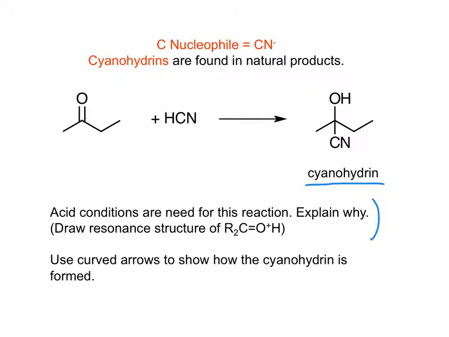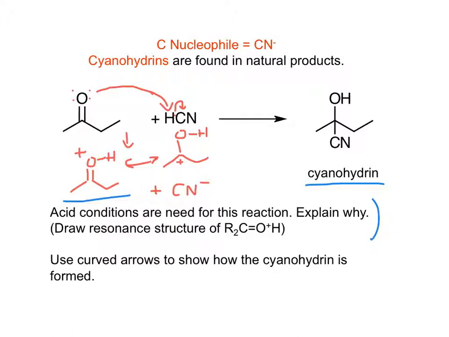In the first step, here's what happens. Draw a resonance structure of this intermediate. Note that the carbonyl carbon is now a better electrophile, and then the CN- ion can react at the more electrophilic carbocation to form the cyanohydrin.